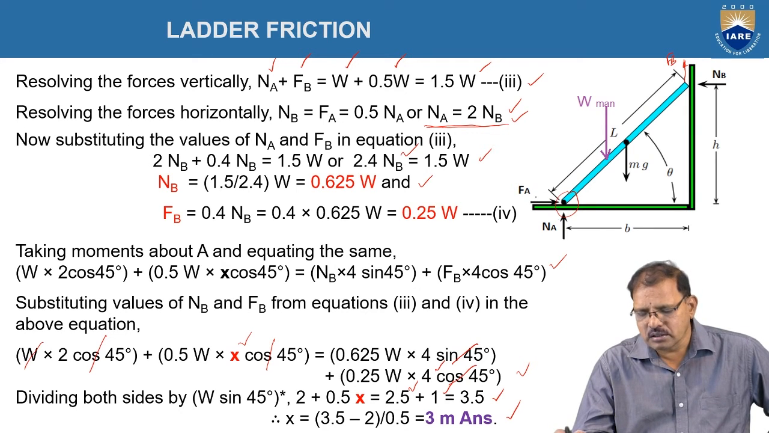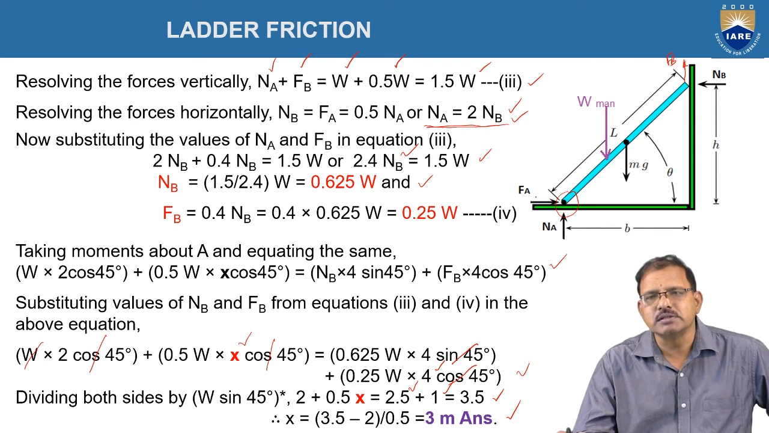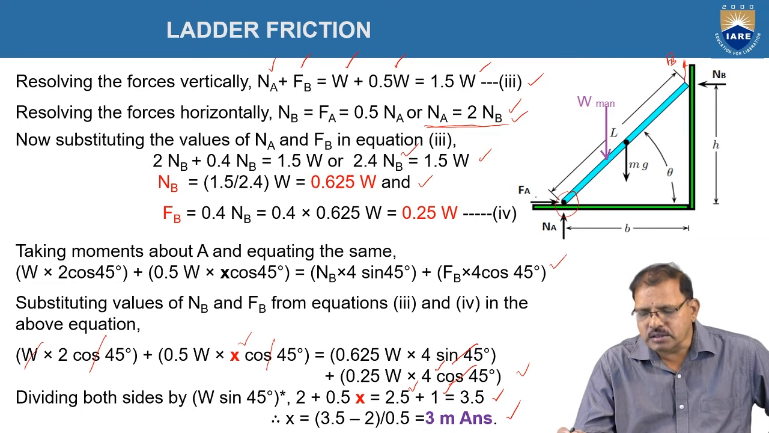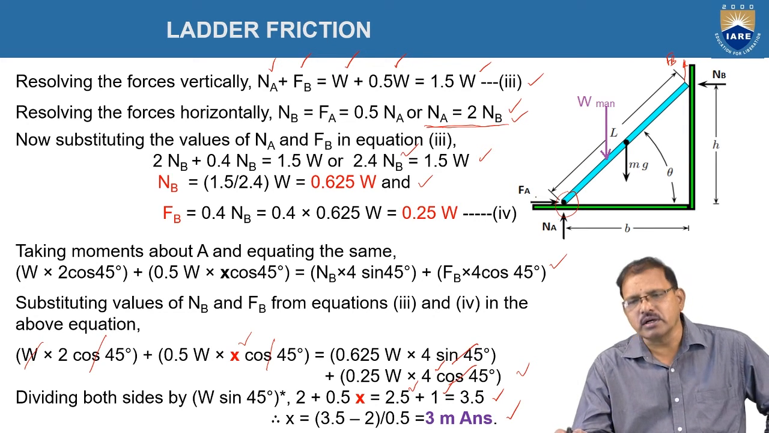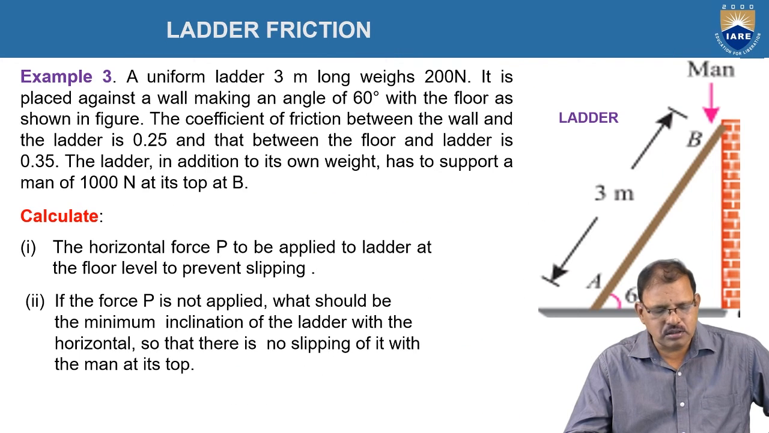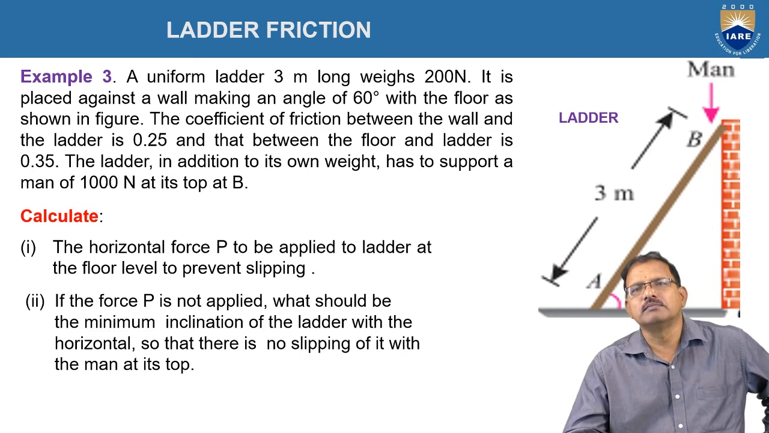That is when the person is climbing by using a ladder, when you move at a distance of 3 meters, the ladder tends to slide in downward directions. Okay, this is our required answer. Okay, now taking one more problem.